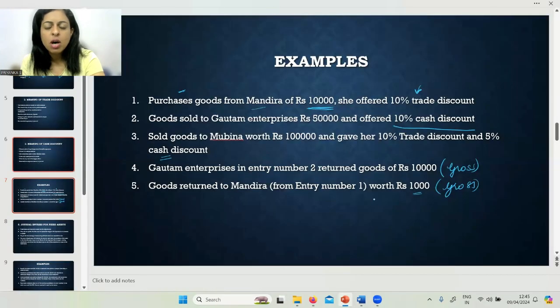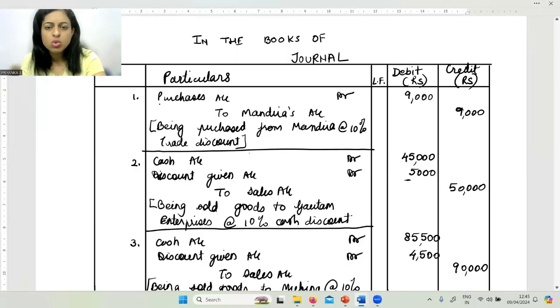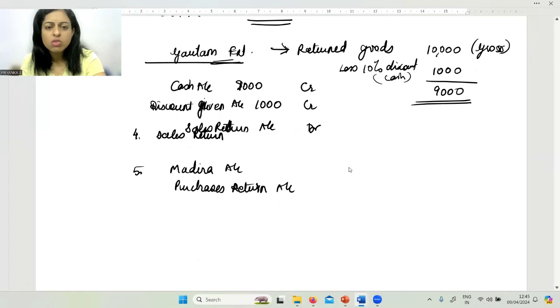How much are we returning to Mandira? We are returning goods worth 1000. However, we can't write 1000. We will have to reduce the amount of discount.